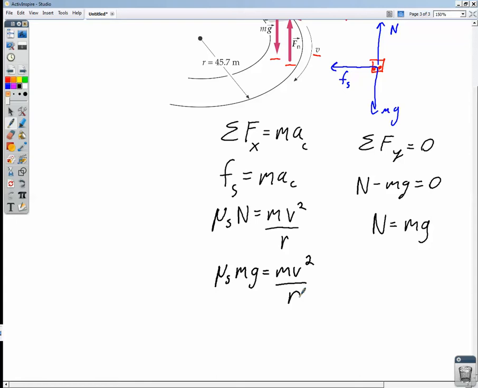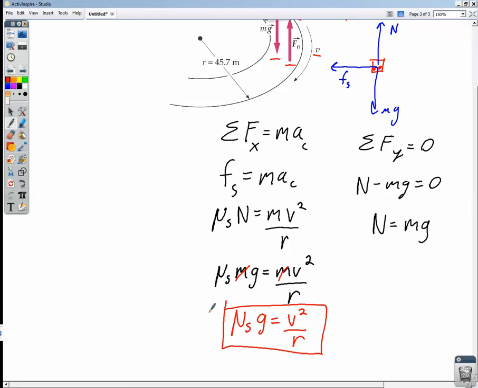Notice that mass cancels out. The mass of the car doesn't matter. So we just have mu times gravity is equal to v squared over r. And from there, we could solve for all sorts of stuff. If we know v and r, we can find mu. If we know mu and r, we can find v, etc., etc. So that's the basic situation for a car going around a curve.